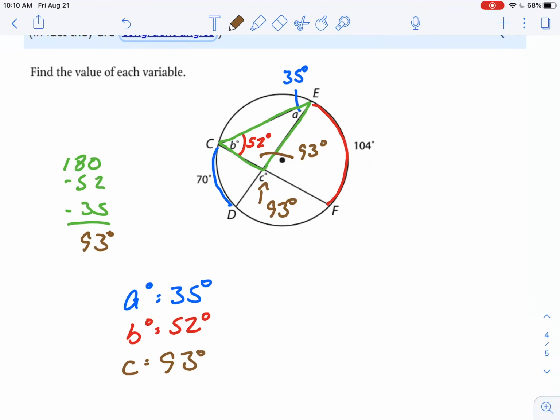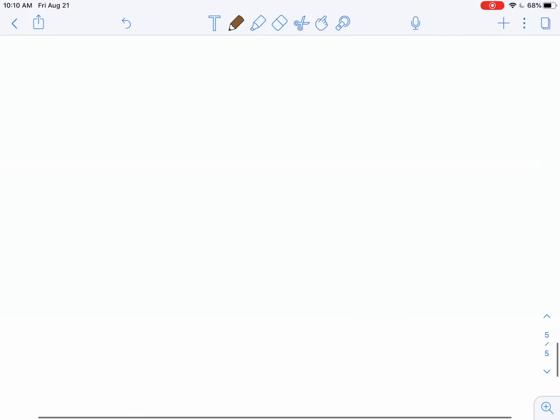Okay, so pretty simple. You just have to keep it straight that inscribed angles are half of the arc that they subtend. And that is it for today.